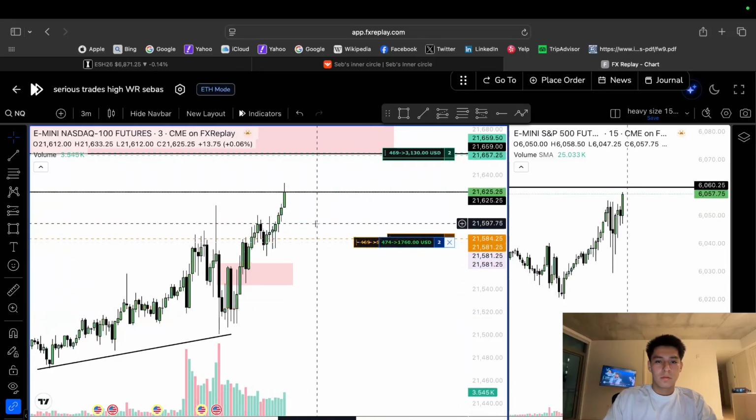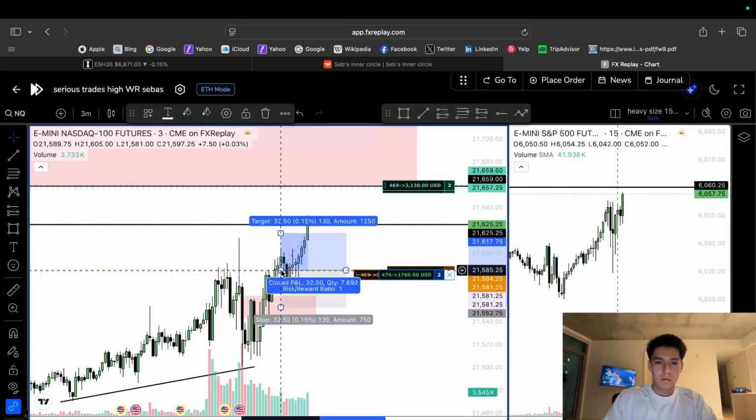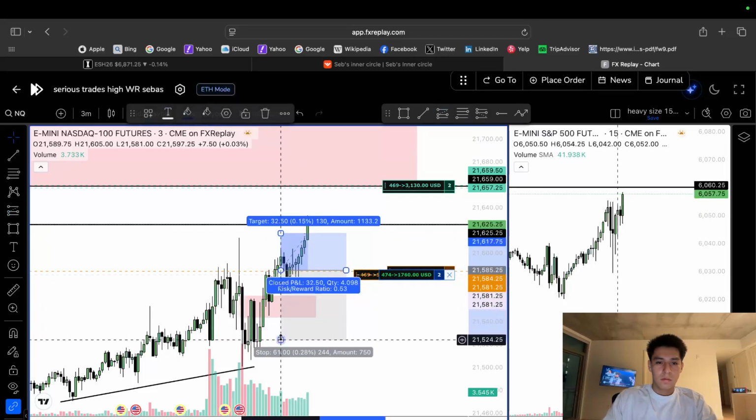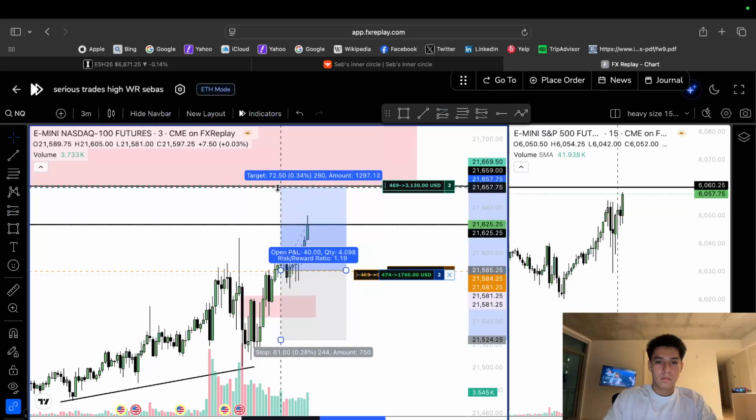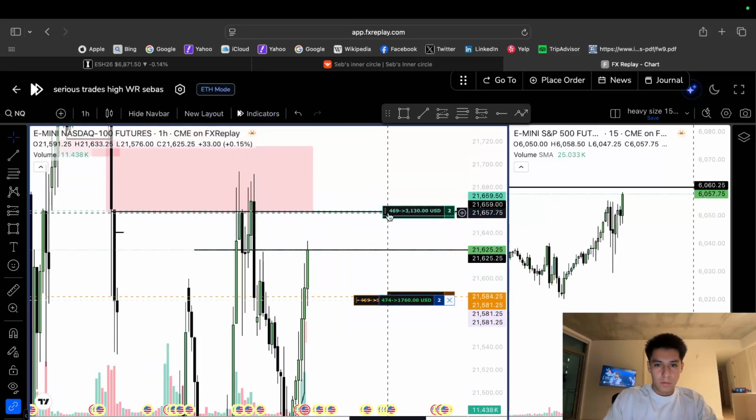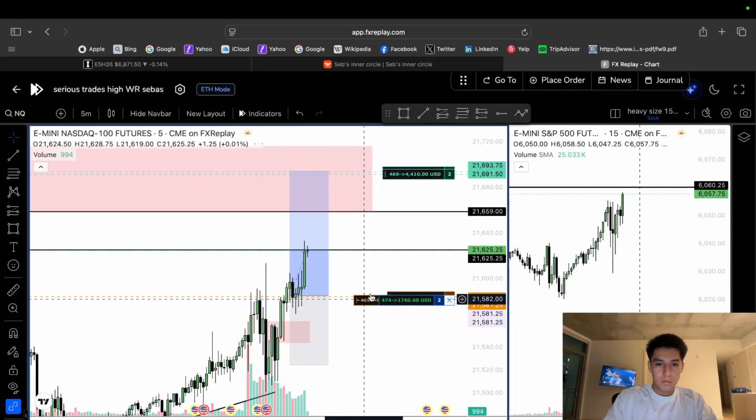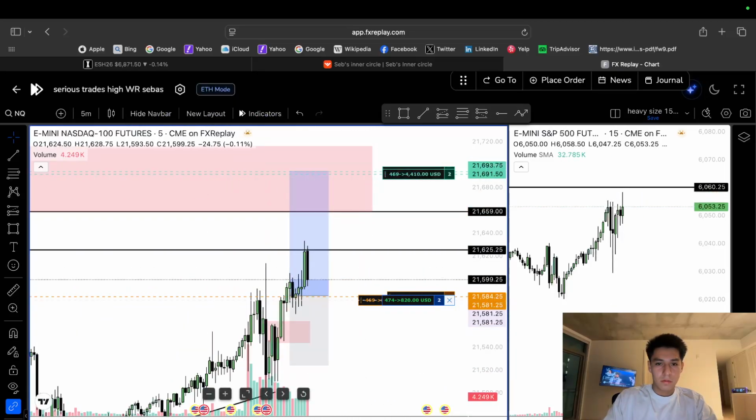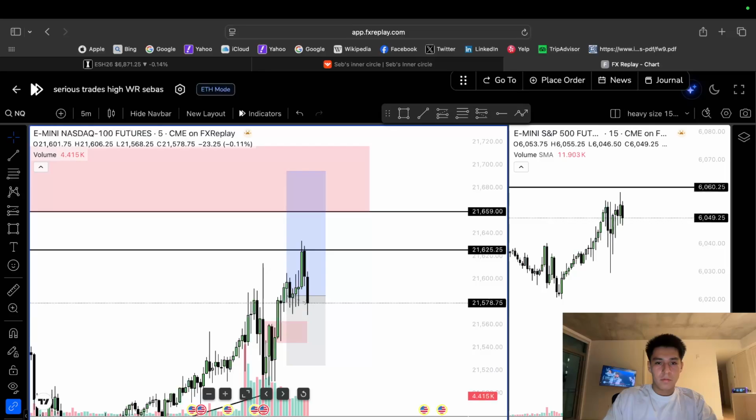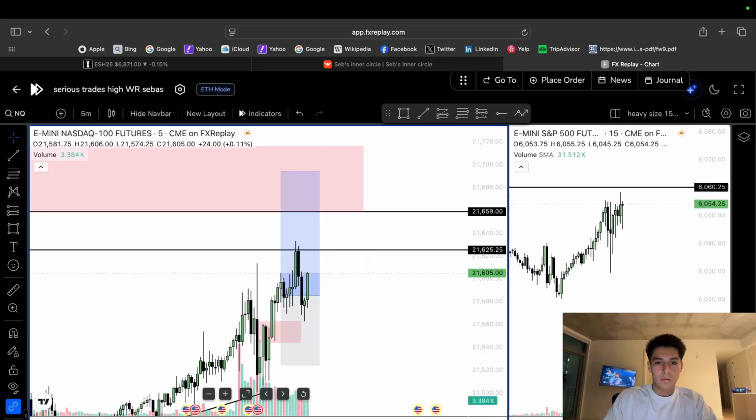Where are we holding to here? This is like a 1 to 1. Not the, oh, that's why. So I probably hold for a little bit more. It's like 1 to 1.5-ish, so this could be a break even. Yeah, we got break even there.